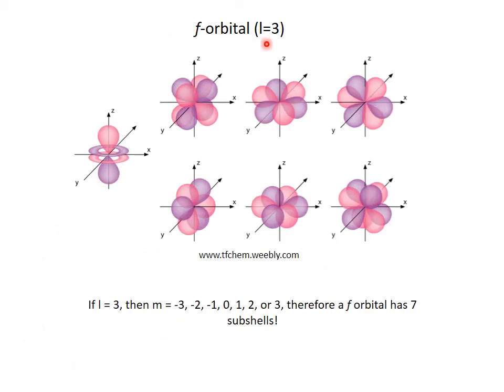Lastly, at L equals 3, we have f orbitals, which look like this. If L equals 3, then m can be -3 to +3, and the orbital has 7 subshells. 1, 2, 3, 4, 5, 6, 7. This is the most complex orbital shape that you are likely to encounter in the current periodic table.